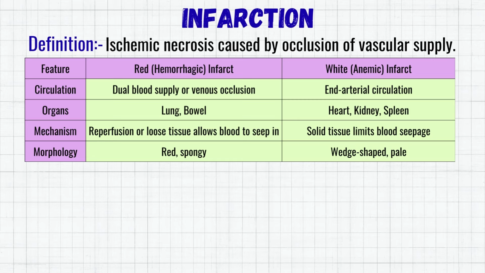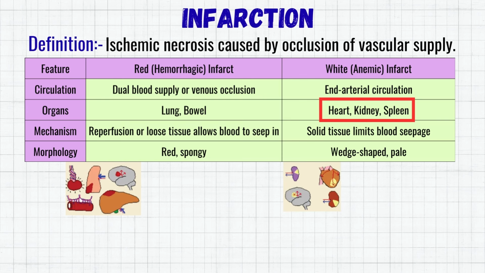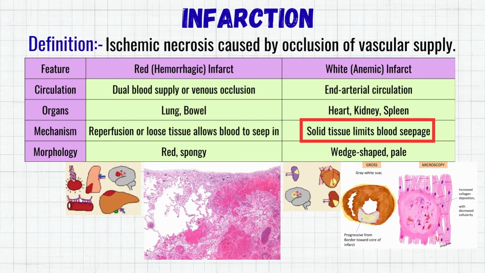The examples of red infarct are in organs like lung or bowel, whereas white infarct occurs in heart, kidney, or spleen. In red infarct, the mechanism is reperfusion or loose tissue allows blood to seep in, whereas in white infarct, solid tissue limits blood seepage. The morphology of red infarct is red or spongy, and in white infarct it is wedge-shaped and pale.